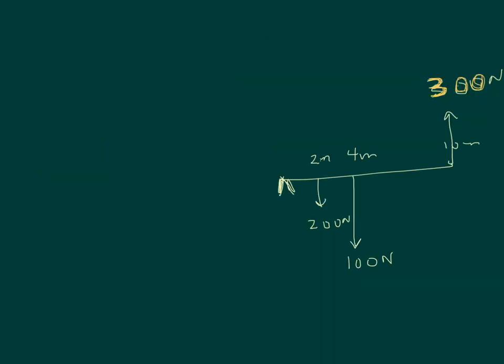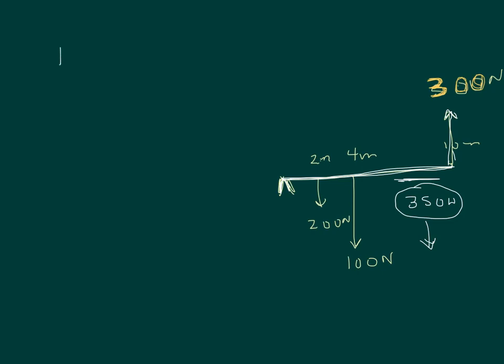Let's consider this problem where I have a fulcrum here, I have a 10 meter lever, I have 300 newtons pulling up at the end of the 10 meter point measured from the fulcrum, I have 200 newtons at the 2 meter point, I have 100 newtons at the 4 meter point, and let's say that I want to add 350 newtons somewhere in here, it would pull down, and I want this to be in equilibrium.